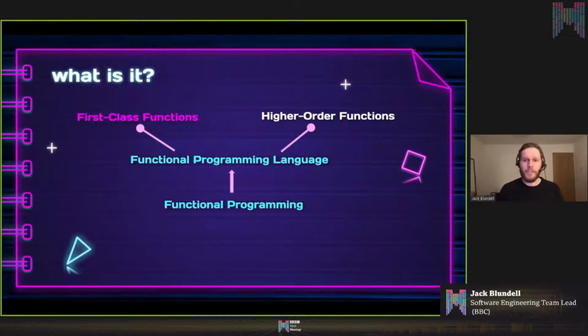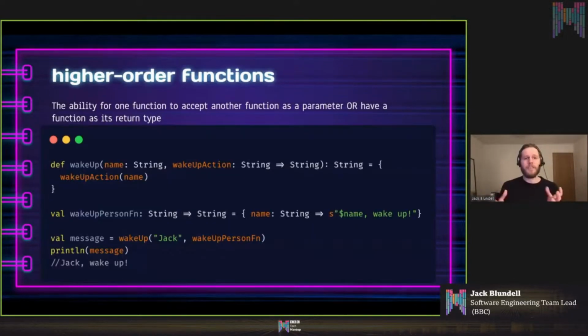Another aspect of the language is the ability to create higher order functions. The ability for one function to accept another function as a parameter or have a function as its return type, that's what we define as a higher order function. So again, we've got our wakeUpPersonFn here, but this time we are passing it into another function called wakeUp. Because wakeUp is able to accept the function as a parameter, this is our higher order function in this example. Wake up is our higher order function. And then you can see we're executing that function within wakeUp by passing it that single input that I talked about before.